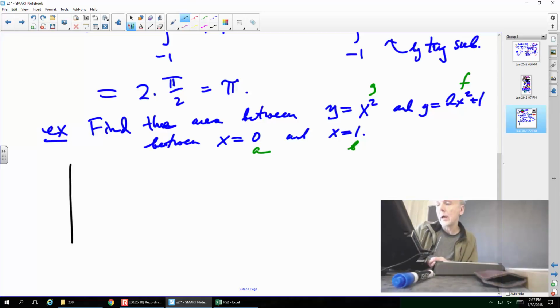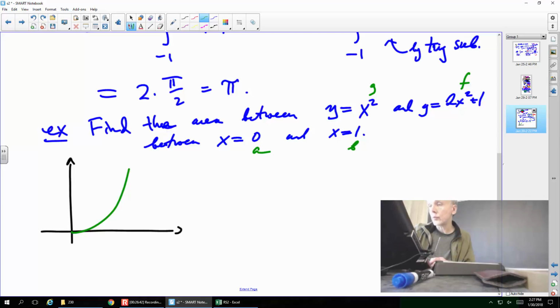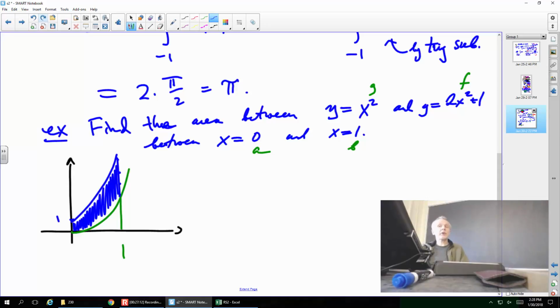If I plot the graph, you'll see what I'm talking about. y equals x squared is smaller than y equals 2x squared plus 1. Okay, from 0 to 1, it reaches 1, let's say, and the other one starts at 1 and goes up to a higher point. Doesn't even matter what it is. So this is the region we're talking about. You plot it just to confirm that the picture matches the description in the theorem, in that formula.